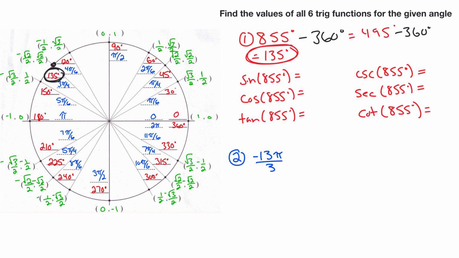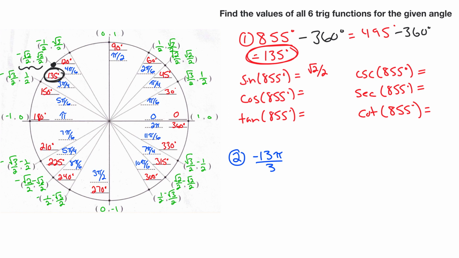So we're talking about this coordinate, which is negative root 2 over 2, comma positive root 2 over 2. That is the coordinate we are going to use for these 6 trigonometric values now. So I'm saying sine of 855 degrees is equal to sine of 135 degrees. Sine is the y value, so the answer is the y value of that coordinate, which is root 2 over 2.